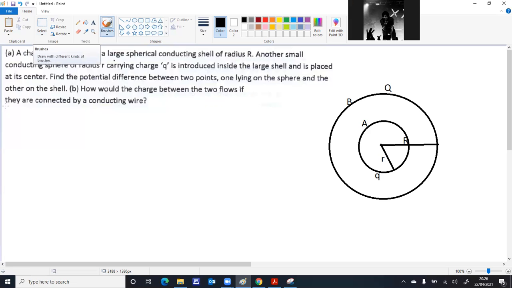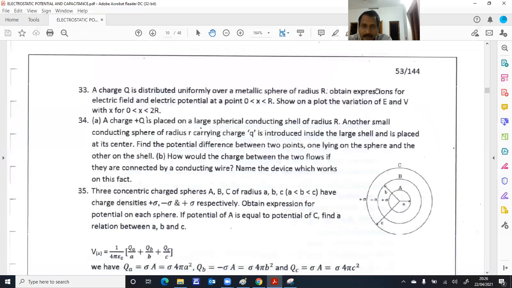What question number is this? The previous one, I think. 34, page 53, 34. Okay, sir. Thank you. The last part is not there, okay? Name the device which works on this principle. That is out of syllabus now.